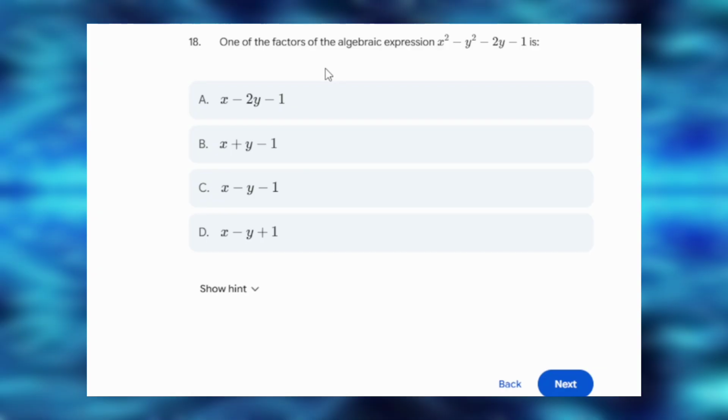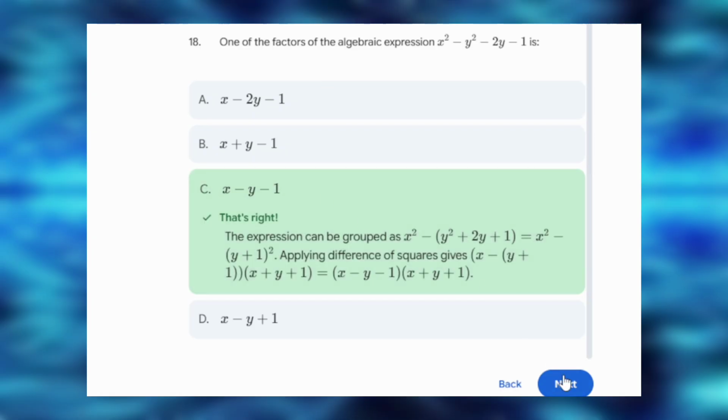One of the factors of the algebraic expression x square minus y square minus 2y minus 1 is? By grouping these terms as x square minus (y square plus 2y plus 1). Here y square plus 2y plus 1 can be written as (y plus 1) whole square. Here a square minus b square. By factorizing, x minus y minus 1 into x plus y plus 1. x minus y minus 1 is a factor, and also x plus y plus 1 is a factor. Therefore, C is the correct answer.